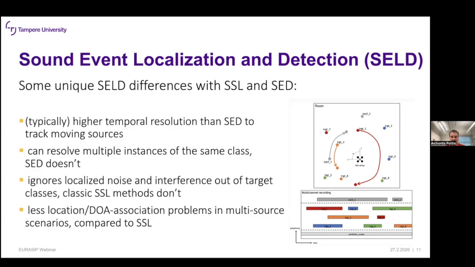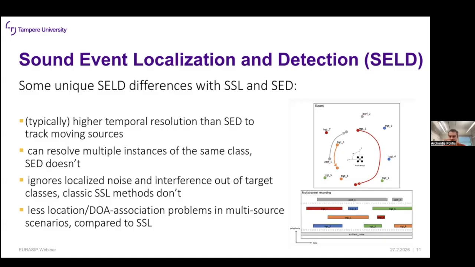On the other hand, compared to sound source localization, a model trained on these target sounds that we want to focus on will ignore other localized sound sources in the scene, whether it's noise or not, out-of-target interference, which is something that classical sound source localization methods don't care about doing. They're not set for that.